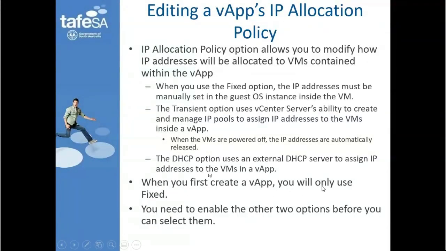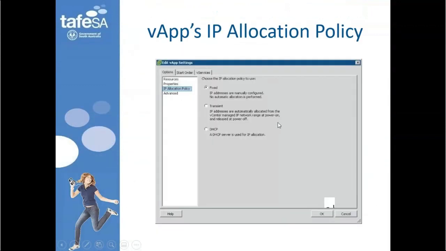When you first create a vApp, you will only use fixed. That's probably most times, to be honest. For example, in my example when I was talking about our e-learning solution, we probably use fixed. Why would you use something that changes, right? So that's probably the most common option. You need to enable these other options if you want to use them. So here it is: IP allocation, fixed, transient, or DHCP. But fixed would be the one that you use most often.